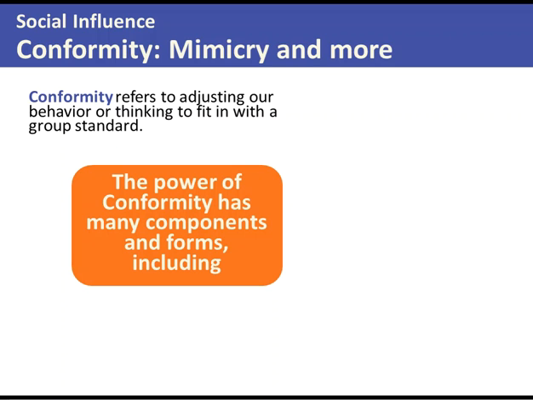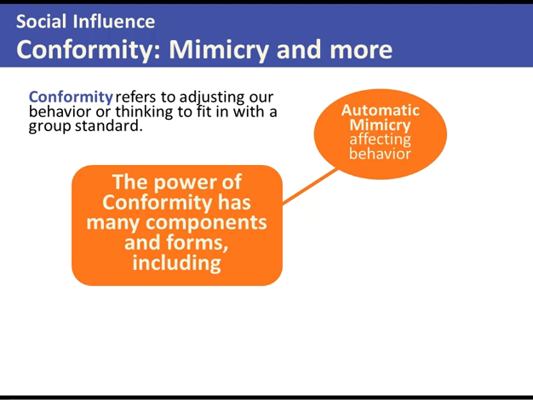The power of conformity has many components and forms, including the following: automatic mimicry affecting behavior. We see this can occur when you're talking with somebody and you may begin to gesture very similar to the person you're talking with, the way they gesture their arms and hands. It sort of allows us to engage and link with that person on a somewhat subtle level.